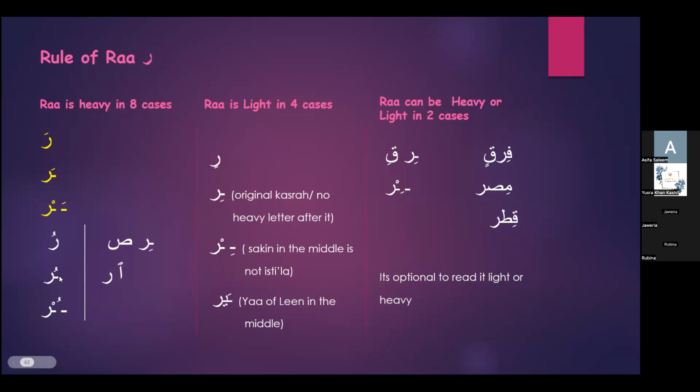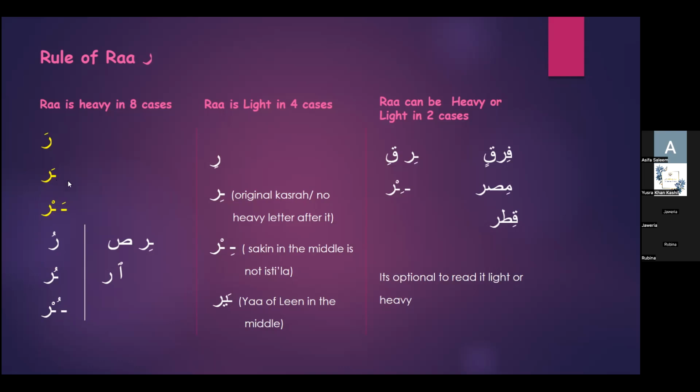Yurja'una. Yur, look, ya with the dhamma, ra sakin, Yur. Here, ra sakina, the letter before it is also sakin, then the last third letter has a dhamma, so we'll say Khusr. You can see the kha with the dhamma, sin is light, ra is sakin, so that will make the ra heavy as well. So these are the 3 examples with the fatha, these are the 3 examples with the dhamma.